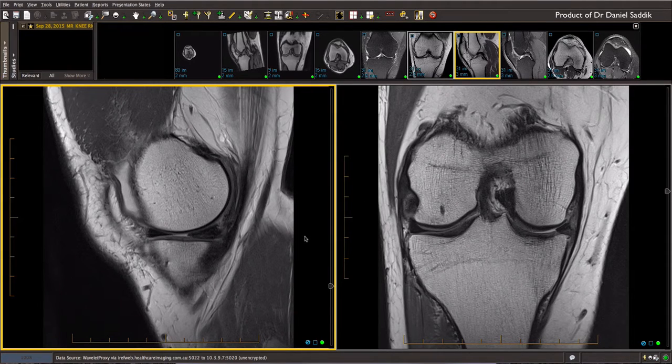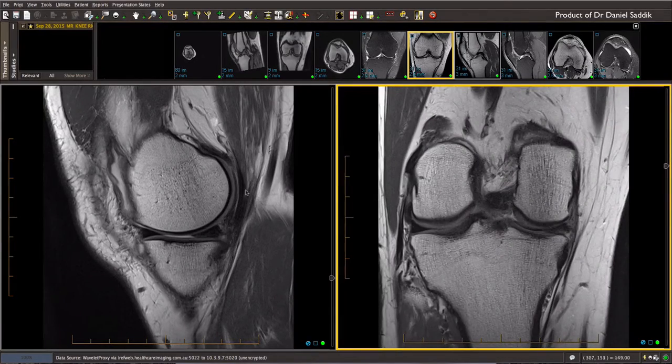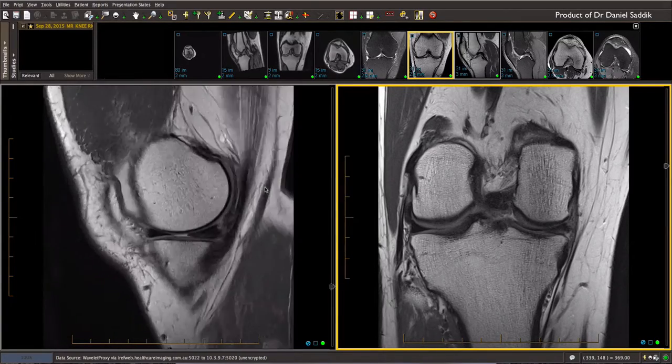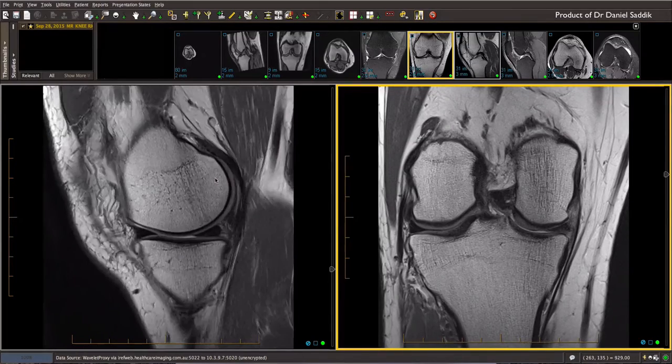So today we're going to be looking at an MRI of a right knee. You know it's the right knee because on the lateral side here you have the iliotibial band, and that's the right side of the knee. It's a 44-year-old male patient, no history of trauma, just some persistent medial knee pain is the history.